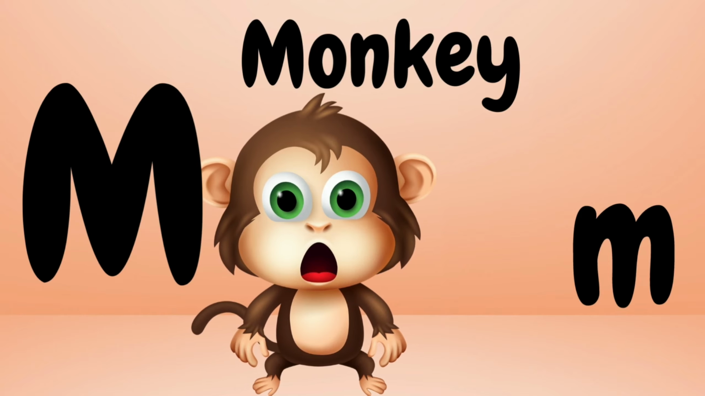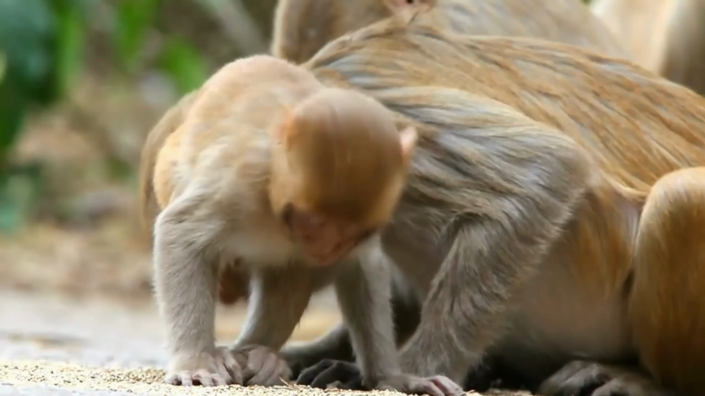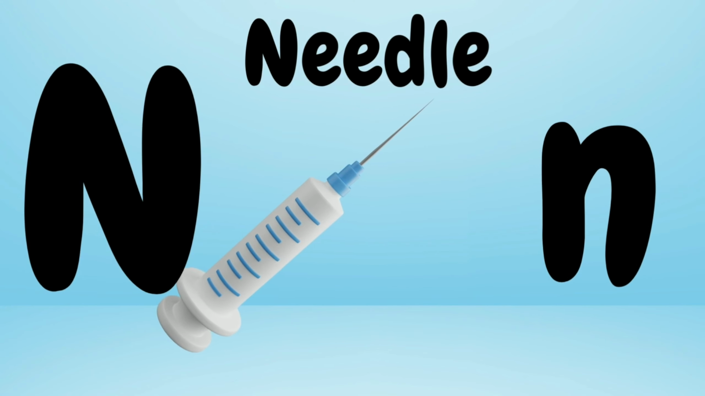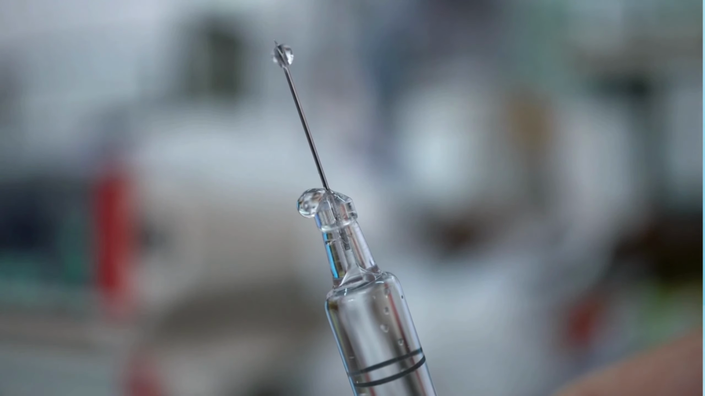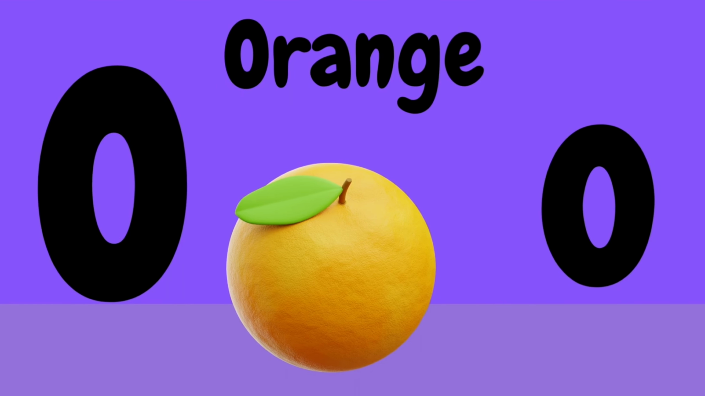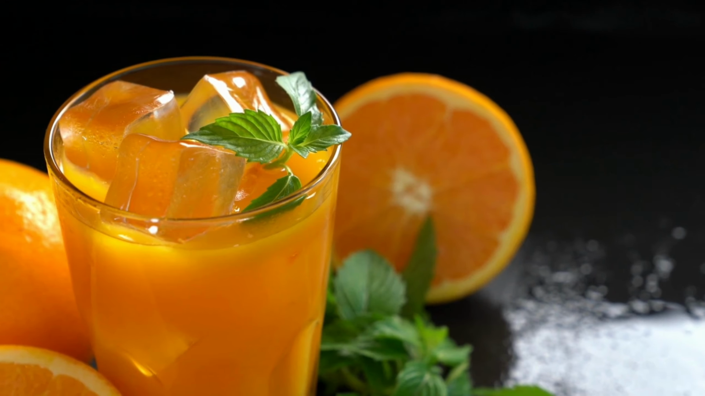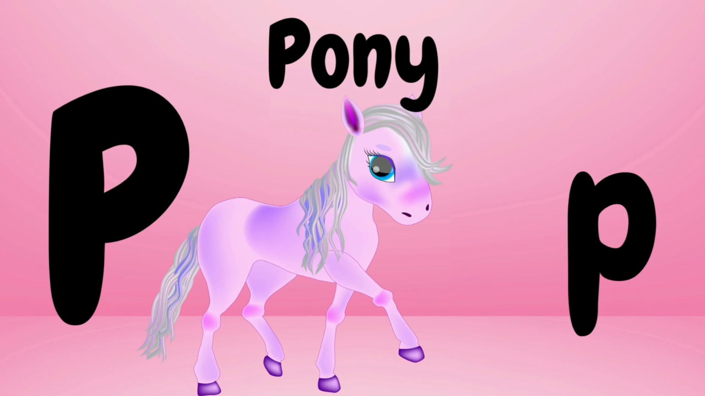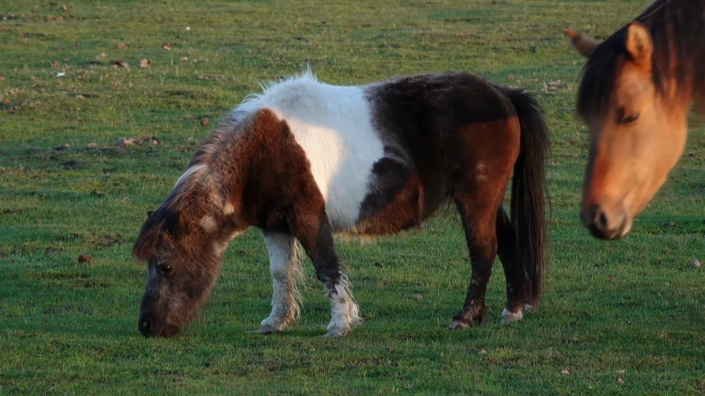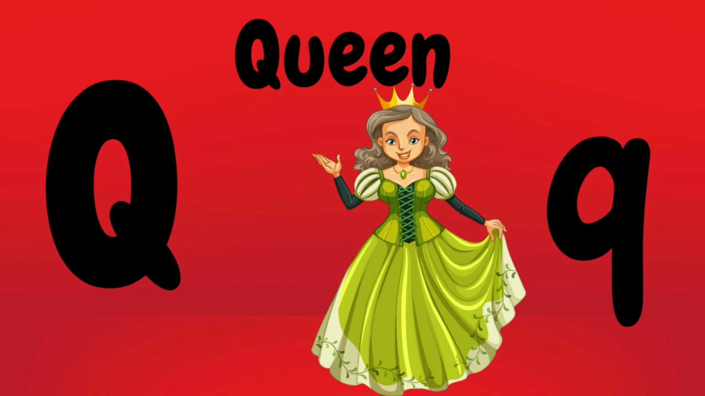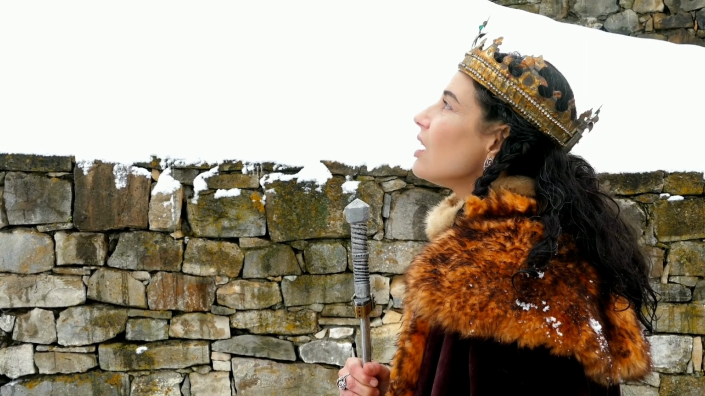M is for monkey. This is the monkey. N is for needle. This is the needle. O is for orange. This is an orange. P is for pony. This is a pony. Q is for queen. This is a queen.